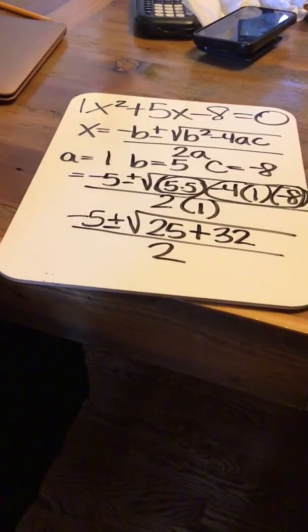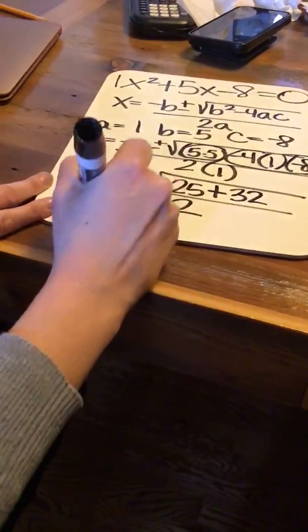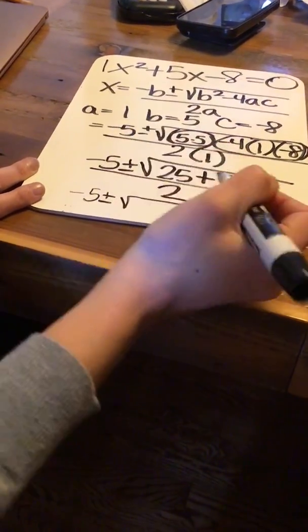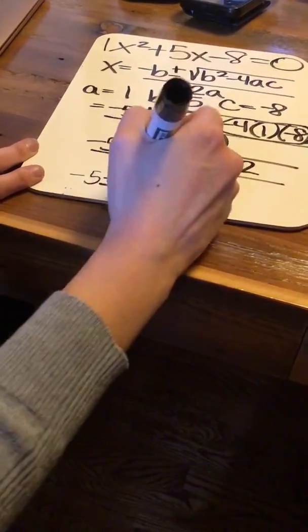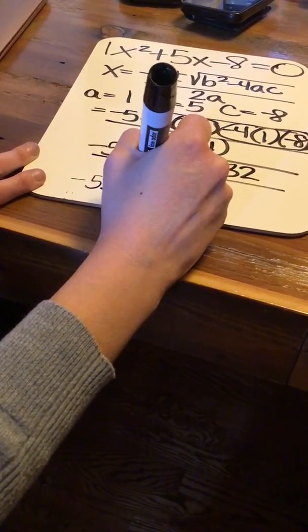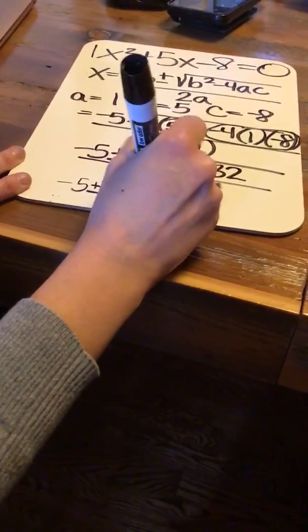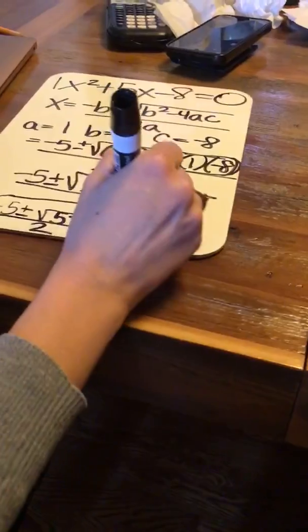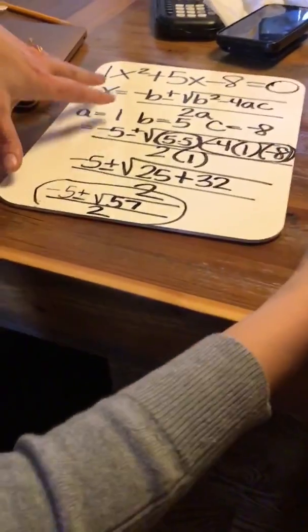Okay? Now I can go ahead and add those on the inside, so I'll have -5 plus or minus the square root of 57 all over 2. Okay? Once you get to that part right there, this is actually 2 problems, so you can leave it. This is a shorthand way of writing it, but you can leave it like this.